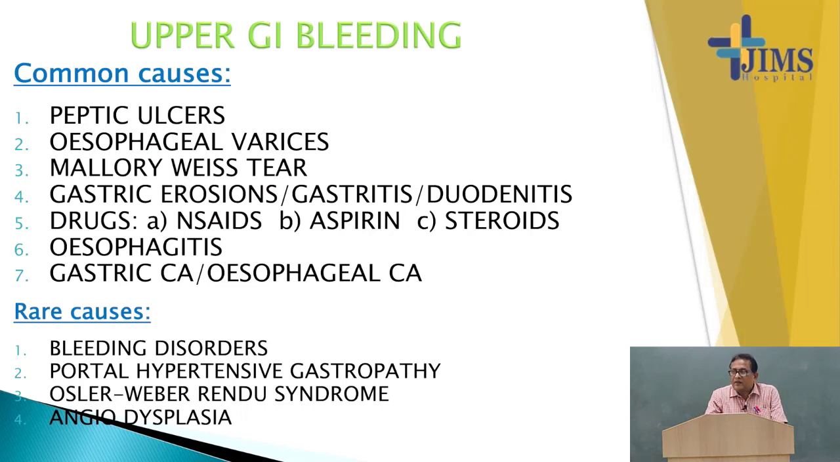There may be some rare causes of bleeding also. In this list, I have not mentioned the most important cause, which is portal hypertension. That should be taken separately. That's why I have not mentioned it here. There may be some rare causes: bleeding disorders, portal hypertensive gastropathy, Osler-Weber-Rendu syndrome, and angiodysplasia. This is not important for MBBS students.